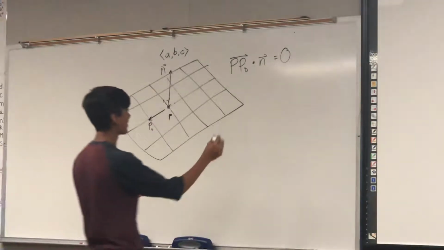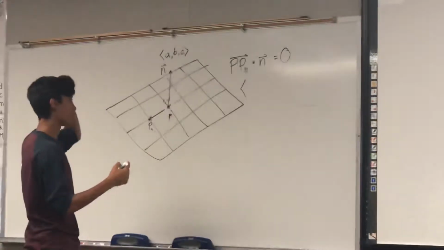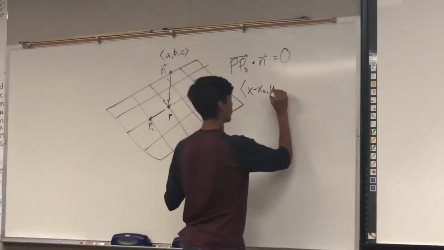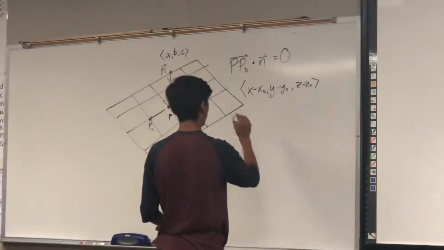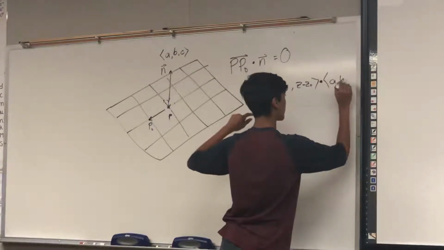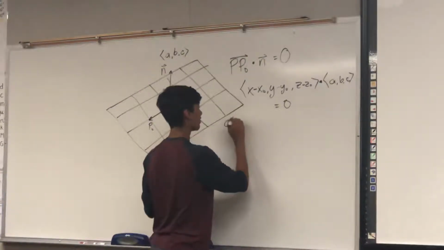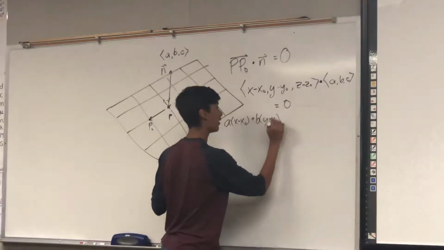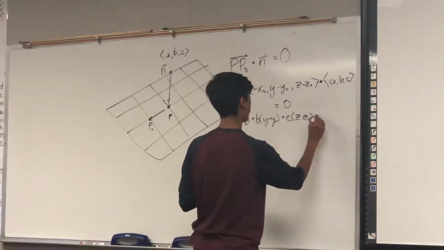If that's true, then that means that the vector P naught, which, if you remember from before, has the components x minus x naught, comma y minus y naught, comma z minus z naught, dotted with the vector n with components a, b, and c, is going to equal 0. Which means that a times x minus x naught plus b times y minus y naught plus c times z minus z naught is just going to be 0.